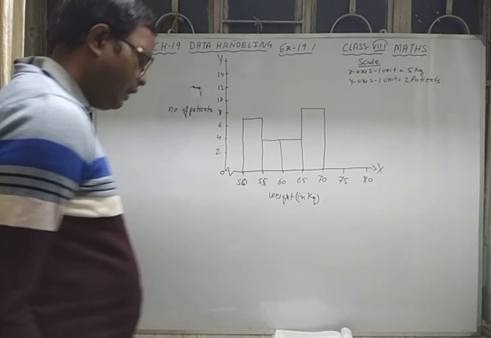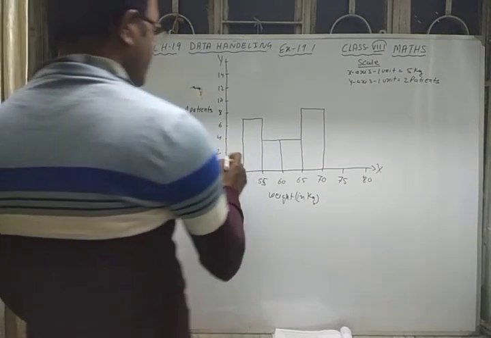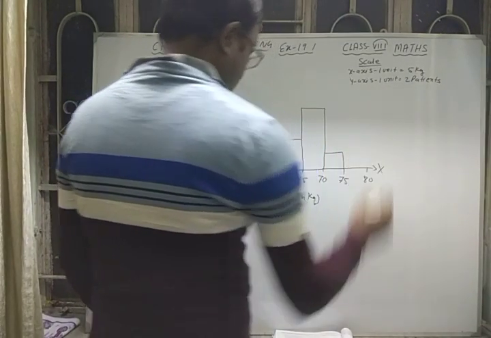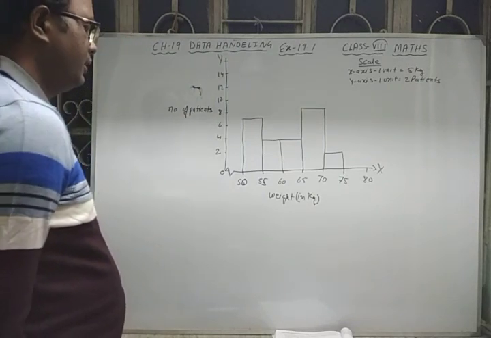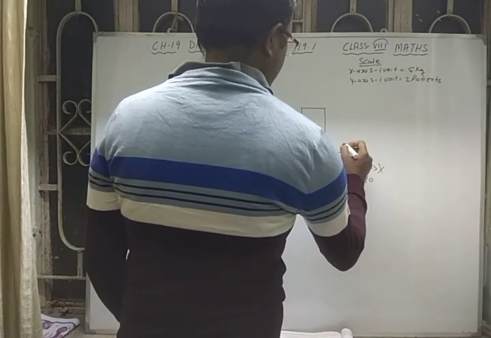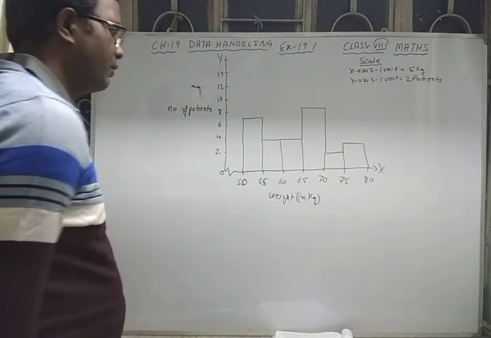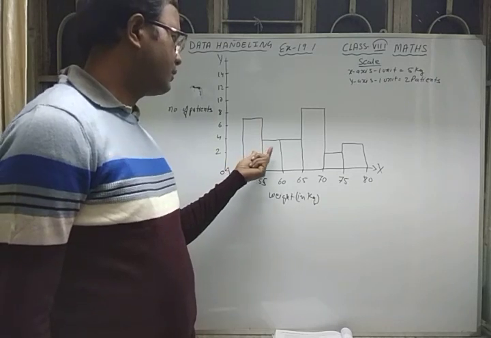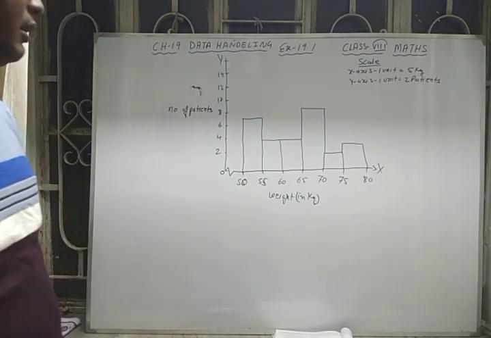After that, between 70 to 75 kg there are only 2 patients, so you have to take 2 here. Now there are 3 patients between 75 to 80 kg, so it's slightly bigger than the last one. In this way you have to draw the histogram. You can see here the rectangles are in touch with one another.